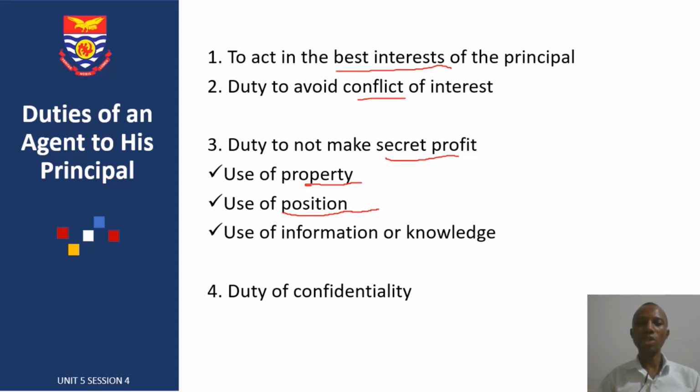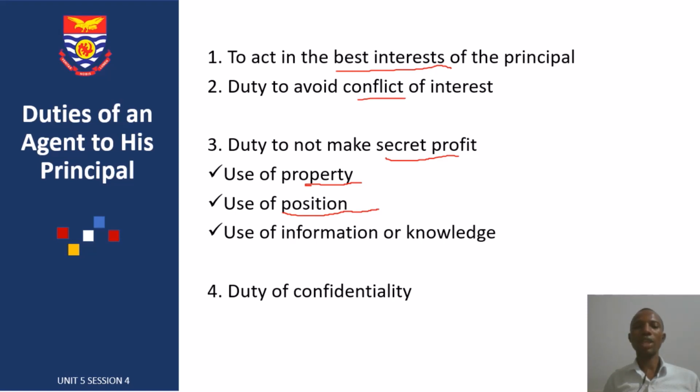The last one is a use of information or knowledge. We are talking about the fact that because of your position, you have access to certain information, and that information or knowledge should be used for the benefit of your principal. If you use this information to your own benefit, the benefit that will accrue from that information will be a secret profit, and therefore it should be accounted to the principal.